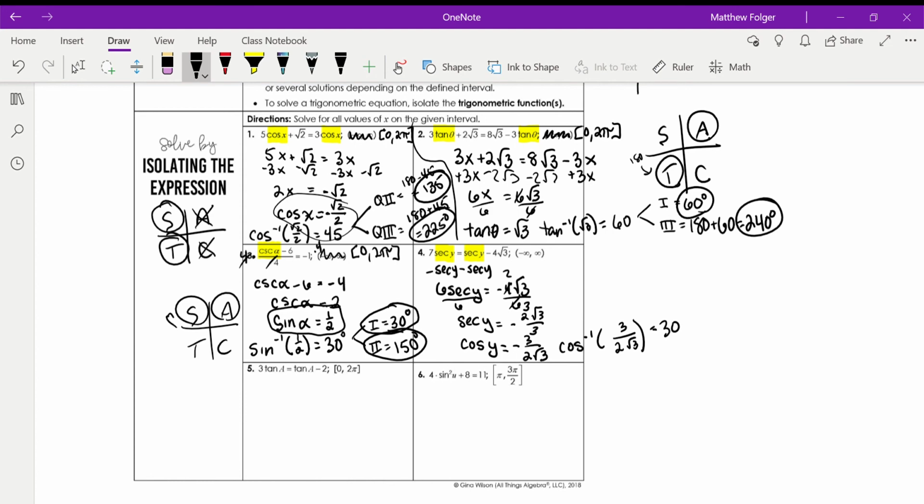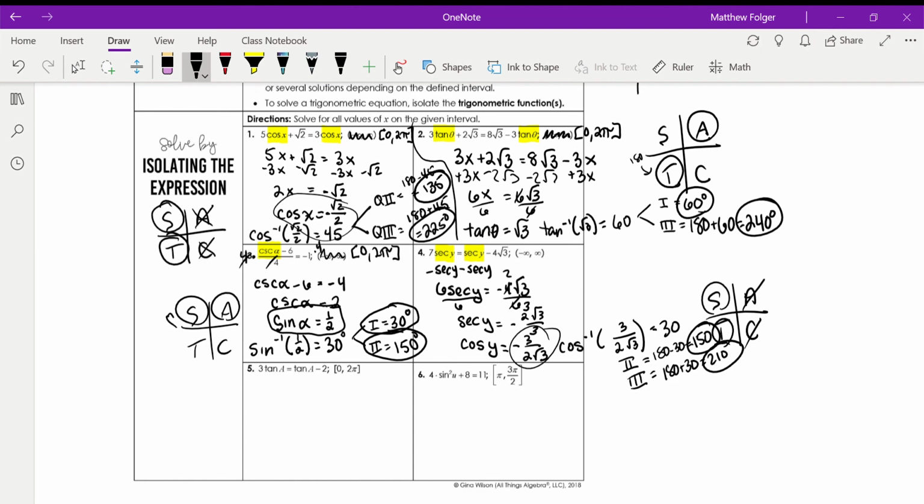So now that remember cos was originally negative, where is cos negative? Well, cos is positive in 1 and 4, so it's negative in 2 and 3. So I want to put 30 in quadrant 2 and quadrant 3. Well, quadrant 2, we have 180 minus 30, which is 150. Quadrant 3, we have 180 plus 30, which is 210. So there's my two answers for that.